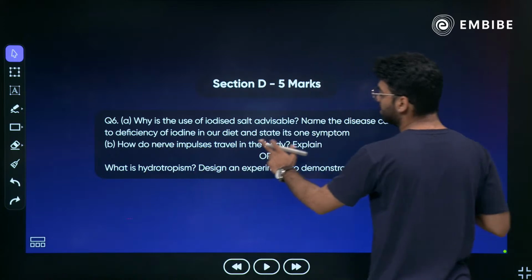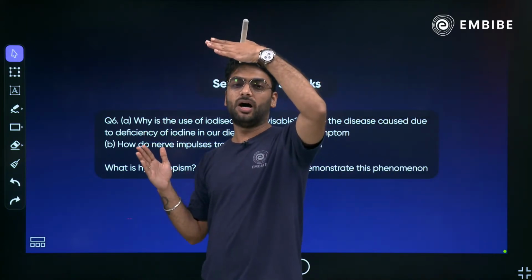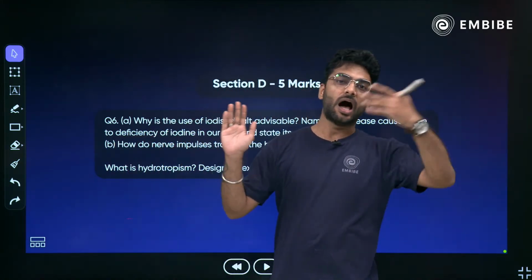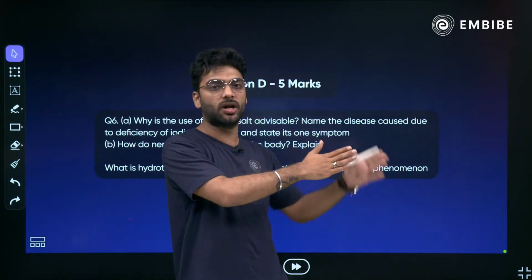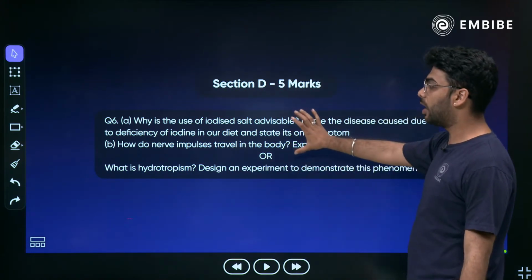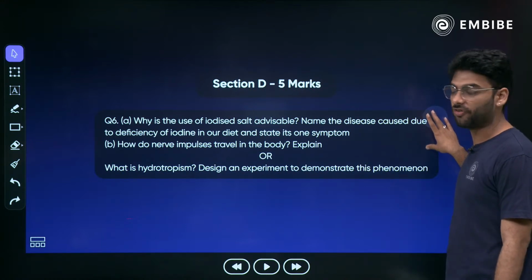How do nerve impulses travel in the body? Explain. They travel in the body from the receptor towards the central nervous system. How do they travel? From the dendrite to the cyton to the axon endings to the next dendron. Draw, explain. So that explanation is done. Now this entire question is for 5 marks.